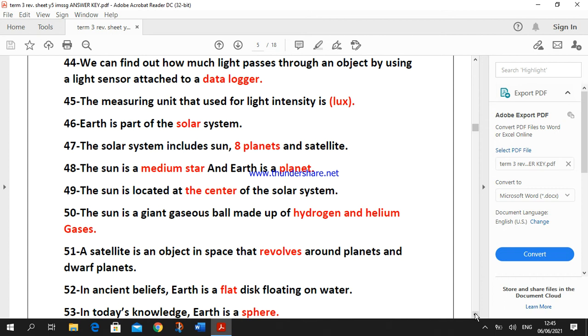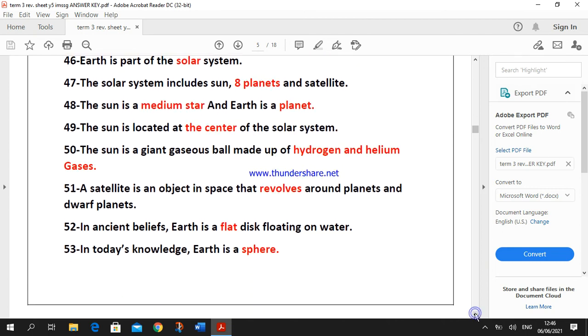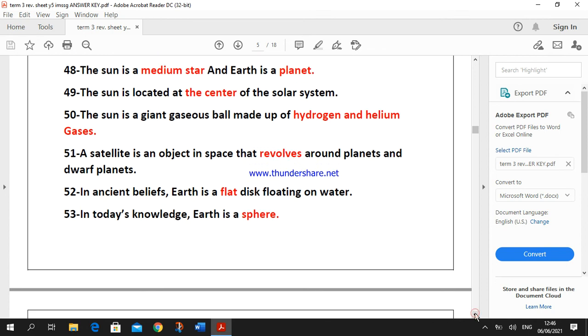49, the sun is located at the center of the solar system. 50, the sun is a giant gaseous ball made up of hydrogen and helium gases. 51, a satellite is an object in space that revolves around the planets and the dwarf planets, okay? 52, in ancient beliefs, Earth is a flat disk floating on water, but in today's knowledge, Earth is a sphere.